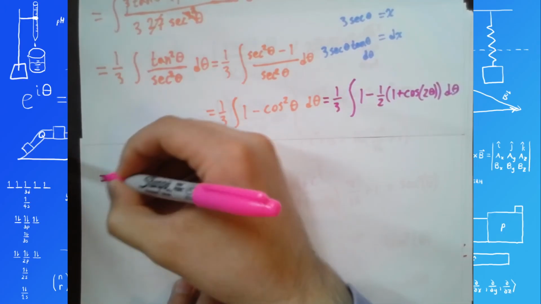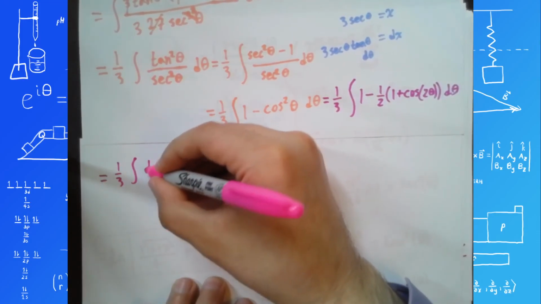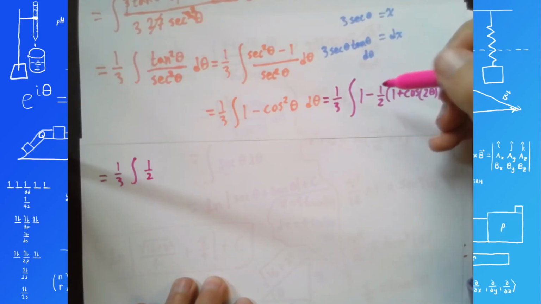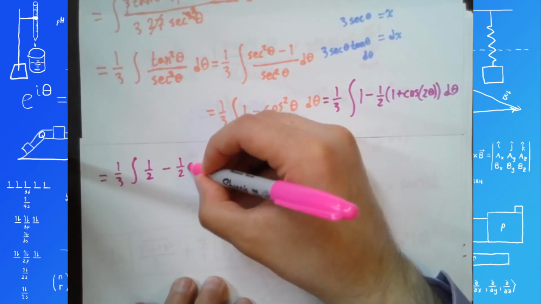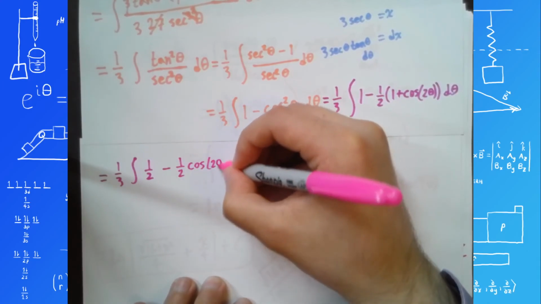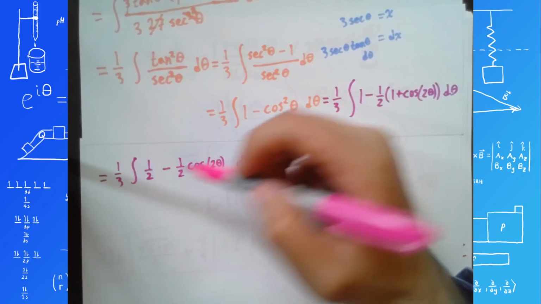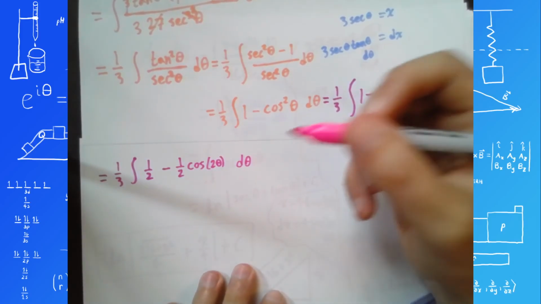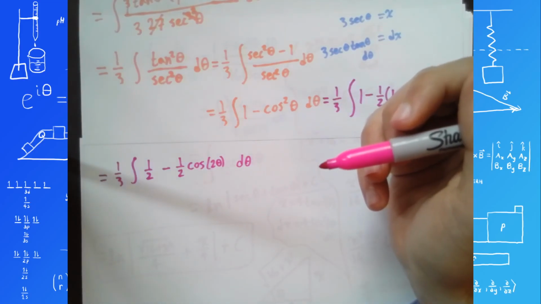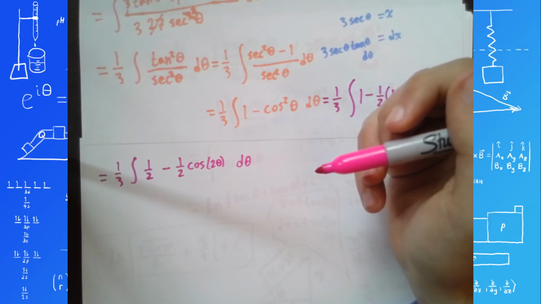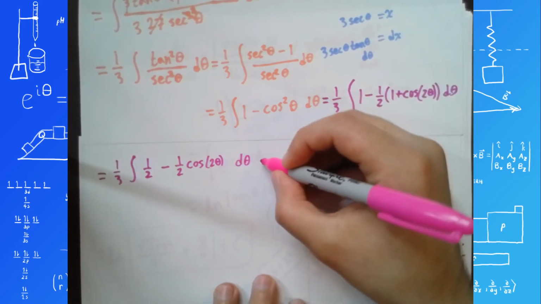So we've got 1/3 the integral of 1 minus 1/2 is 1/2, and then minus 1/2 times cosine 2 theta d theta. So the integral of 1/2 with respect to theta is just 1/2 theta, and the integral of 1/2 cosine 2 theta is going to be 1/2 sine of 2 theta over the derivative of 2 theta, which is 2.